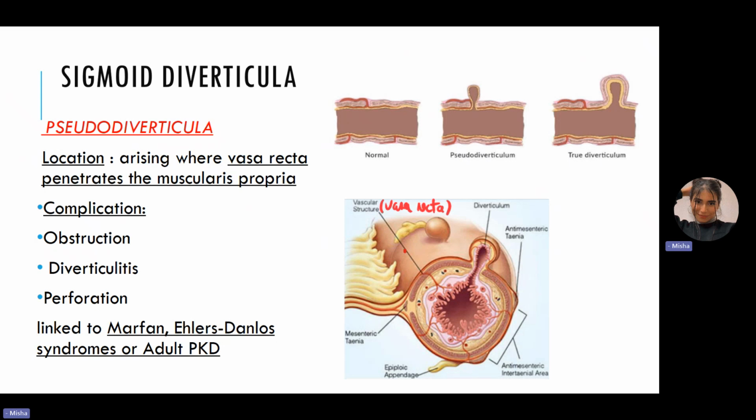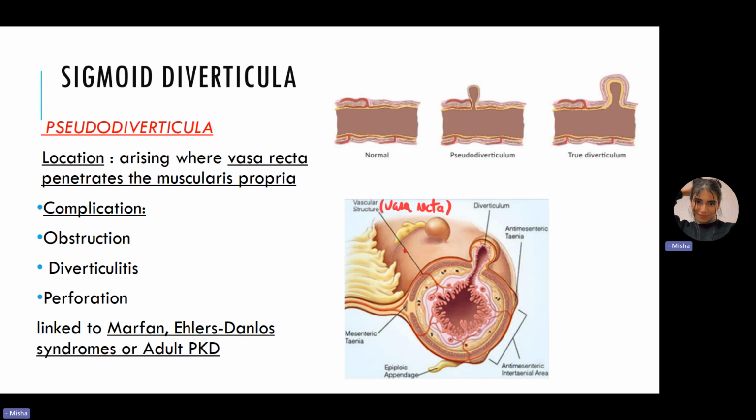Now, when you talk about the sigmoid diverticula, they are basically pseudodiverticulum. So what are these? Pseudodiverticulum is an outpouching of the mucosa and the submucosa in which not all of the layers of the wall are involved. So in this case, the muscularis propria is not involved. In a true diverticulum, all of the layers are involved.